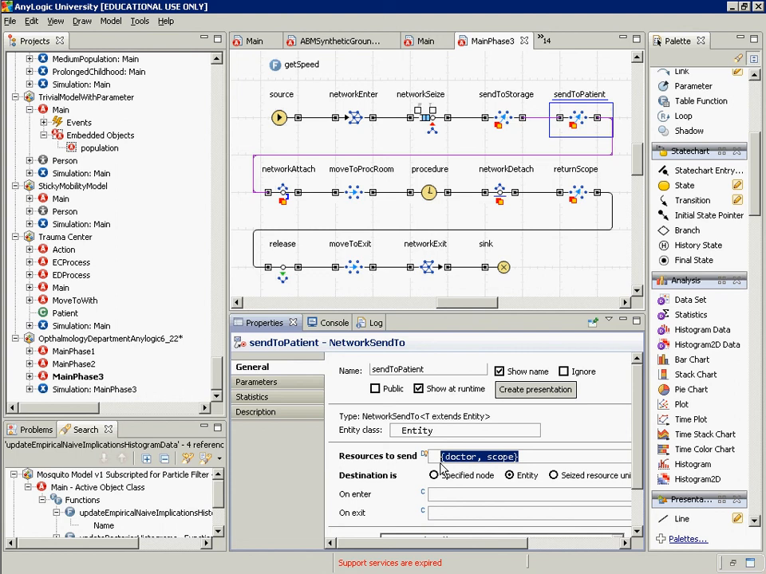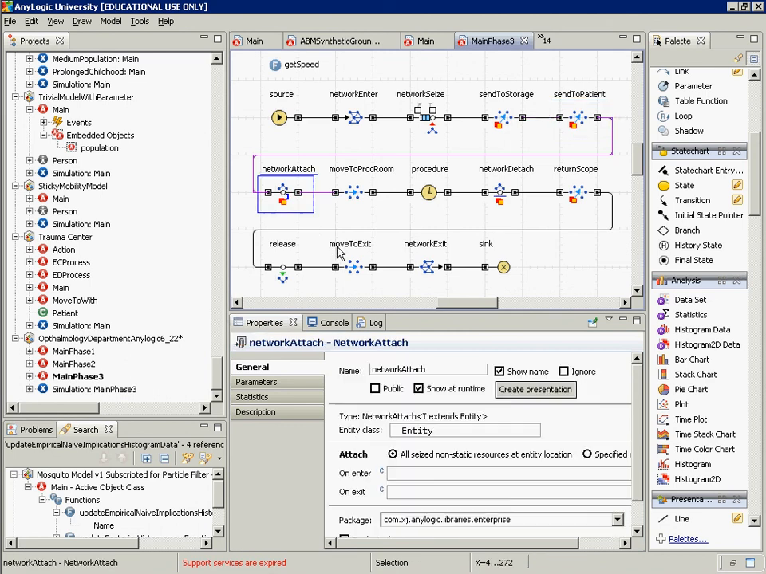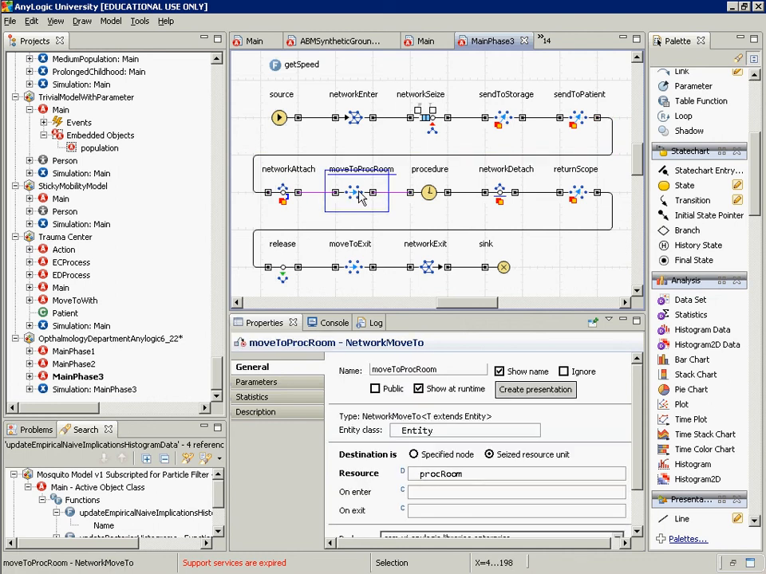In other words, in fact, all of the resources, the scope and the doctor, are attached to this entity, which is then sent to the procedure room. So these operators are articulated from the entity's perspective. And these resources accompany the entity around because they're attached to them. It's the entity that's the center of attention. Things are getting done to them, and the resources are attached or detached to them.